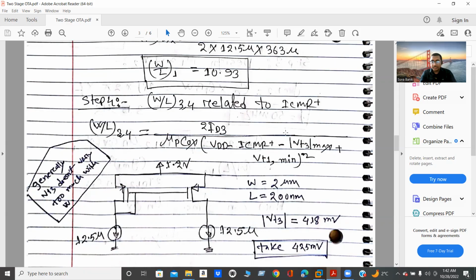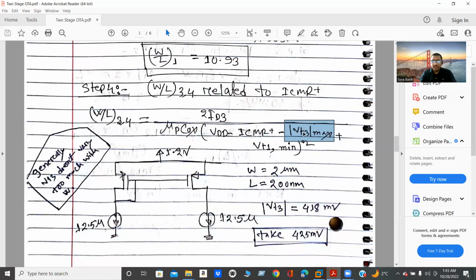Here, my challenge is to determine VT3 max, meaning the maximum threshold voltage for this M3 or M4, as well as to find VT1 minimum. So now let's see how I can find this VT1 as well as this VT3.